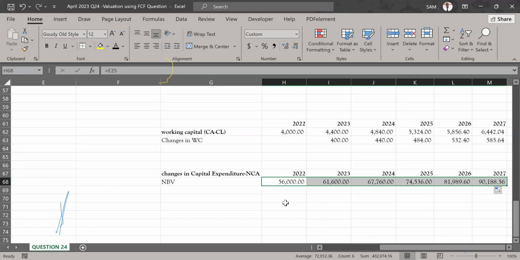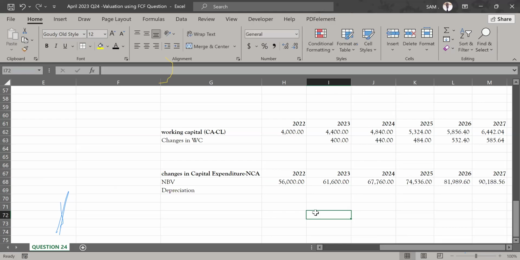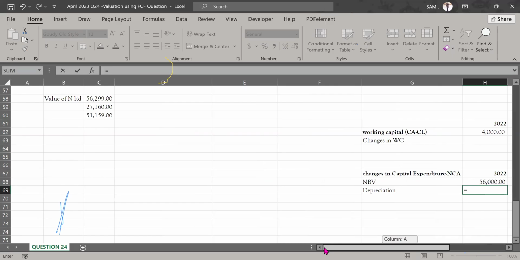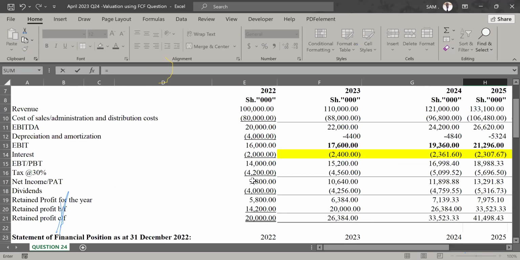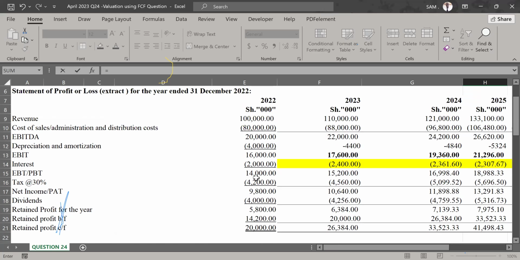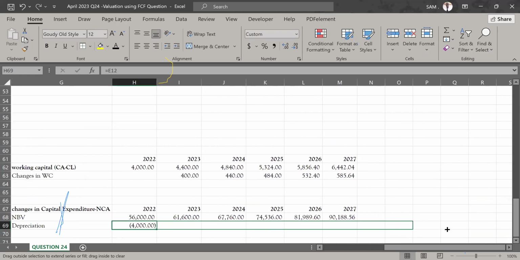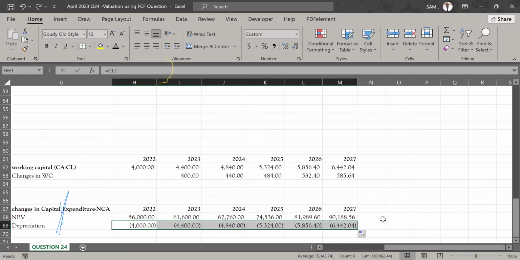Now, how do we bring on board depreciation? Let me just type the depreciation and we go and look at the depreciation figures. So in 2022, what depreciation charge was there? In 2022, I can see depreciation charge was 4,000. So I will refer to the depreciation 4,000, then bring it on board here. And because I've done reference, I can just drag to the end like that.